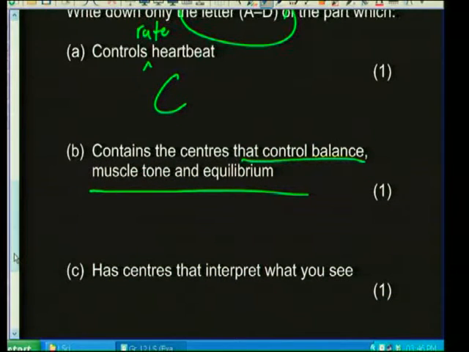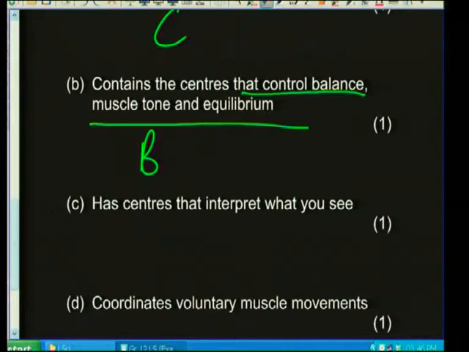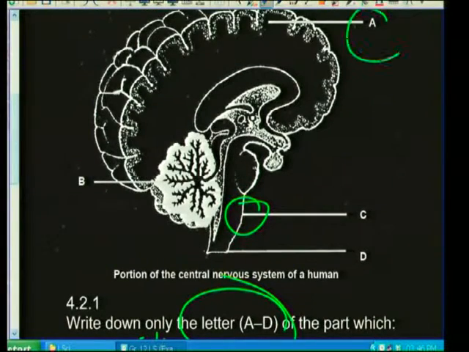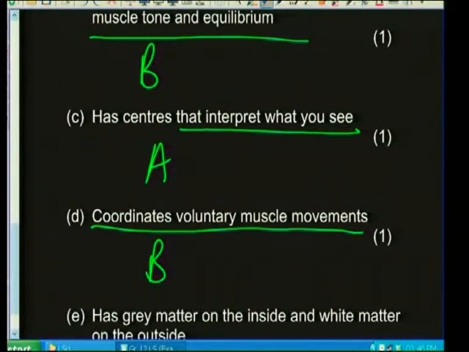Obviously, guys, you needed to know the section to answer this question. See, already I'm getting 0. Why? Because I am writing the name. No. That's not what you're supposed to do. You must give the letter, and the letter is B in that case. Has centers that interpret what you see, and that would be obviously A, the cerebrum. Coordinates voluntary muscle movements. That would also be B, the cerebellum.